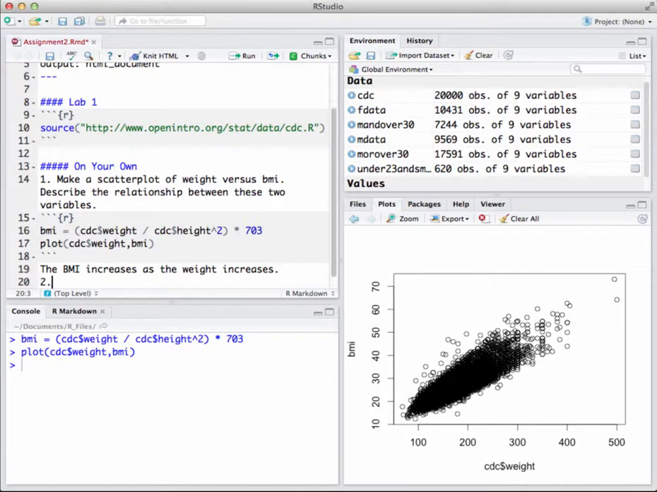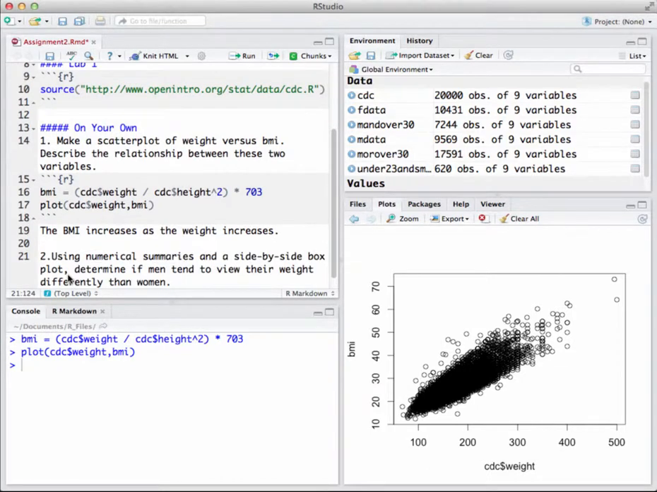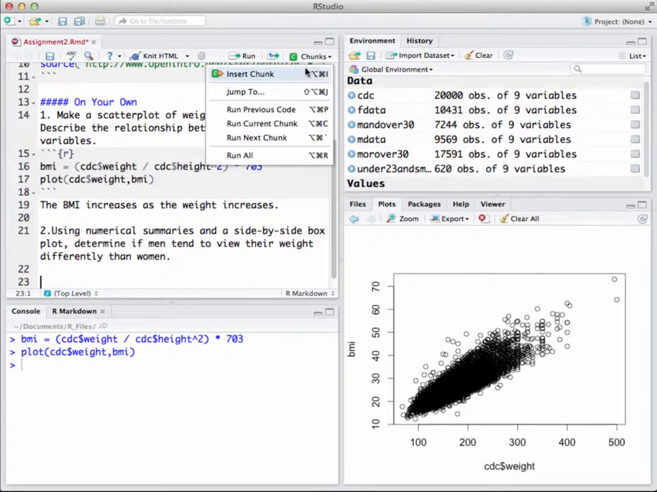And part 2 of this particular problem, they say, all right, what we want you to do, I'm going to put a space here just to make it visually a little easier for me to see what's going on. So it says on your own, tell me whether or not there is a difference in the weights of men versus women using side-by-side comparative box plots. Okay, so whoops, that wasn't what I wanted. You obviously didn't copy for me. There we go. Okay, so come back over here. All right, so using numerical summaries and side-by-side box plots, describe if men tend to view their weight differently than women. Okay, so let's go ahead and insert a new chunk here.